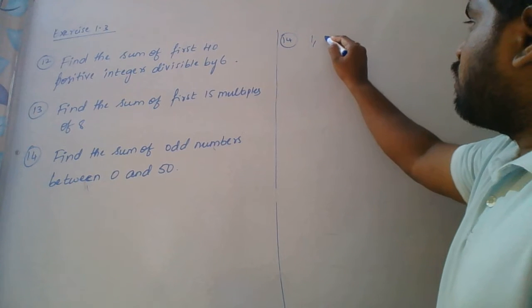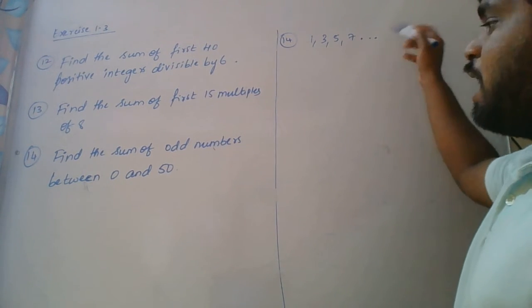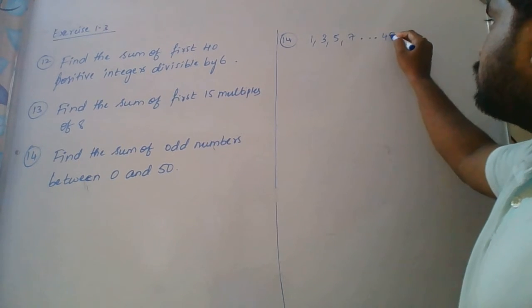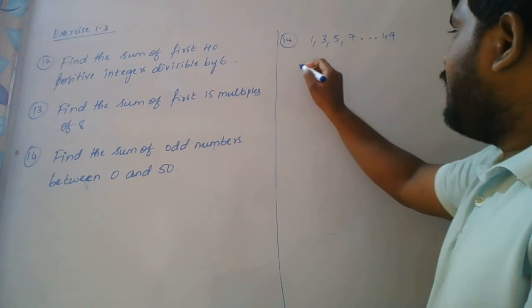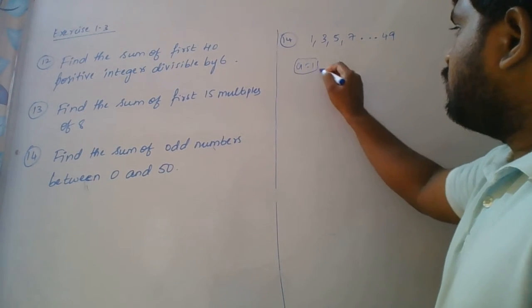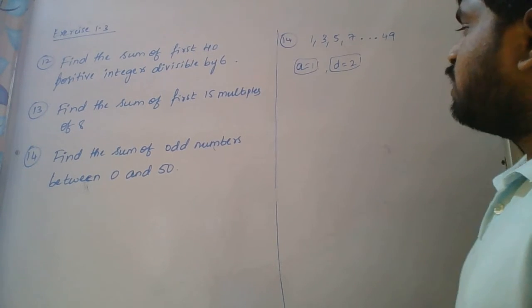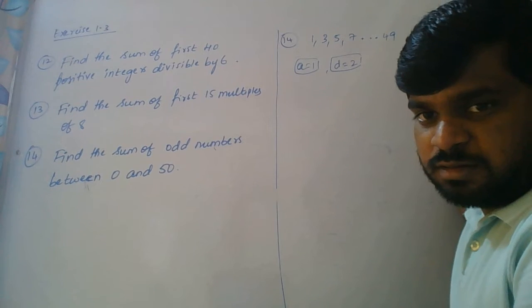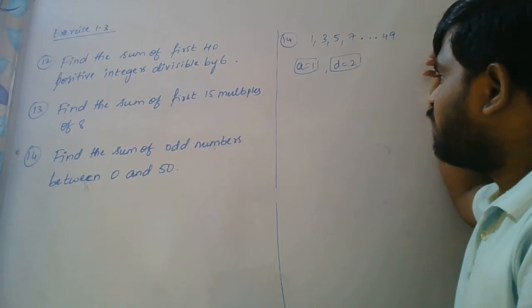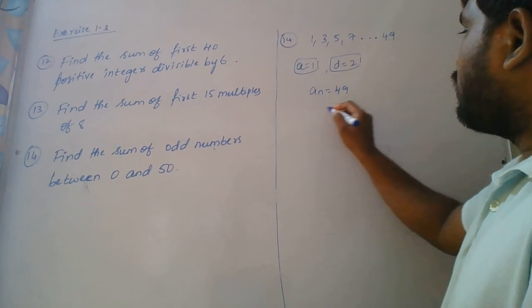Basically, what are the odd numbers? 1, 3, 5, 7, and so on. The last odd number will be 49. You have to add all of this. So the A value is very clearly 1 and the D value is 2. But from here to here, how many numbers are there? We don't know that, so we have to find the value of n. This is the last one, so let's take it as an. An is equal to 49.